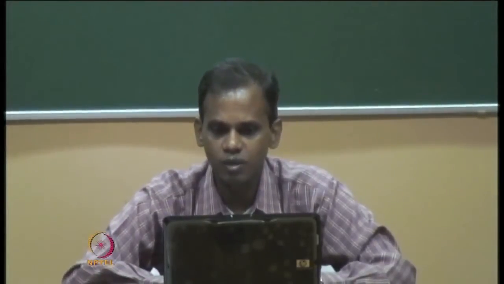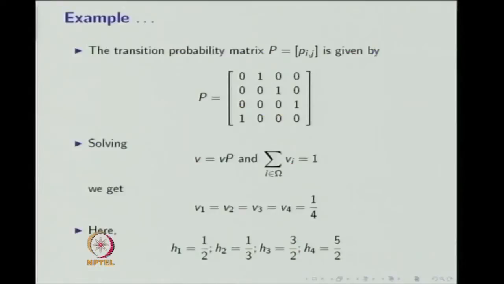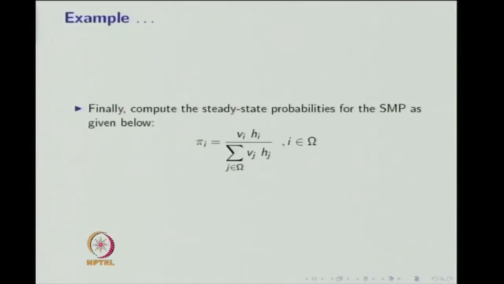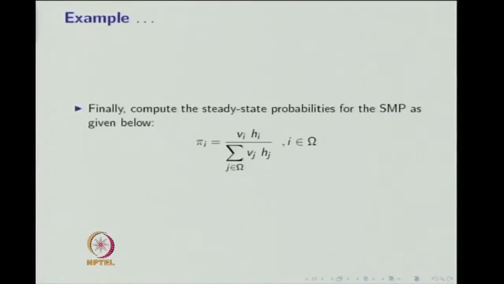Finally, compute the steady state probabilities of the semi Markov process using the VIs and HIs. VIs are 1 by 4 and HIs are H1 is 1 by 2, H2 is 1 by 3, H3 is 3 by 2, H4 is 5 by 2. You substitute the values in this equation to get the steady state probabilities of the semi Markov process.